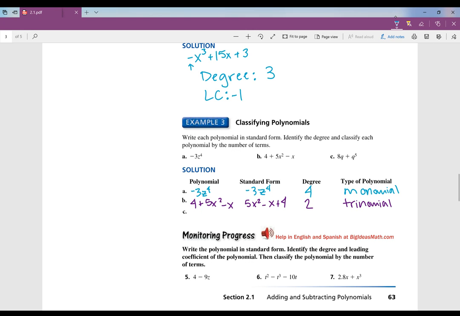Okay, and our last one, we have 8q plus q to the 5th. So in standard form, we're just going to switch it around because we want our highest exponent first. Now our highest exponent is 5, so that's going to be our degree. And we have 2 terms, so this is going to be a binomial.